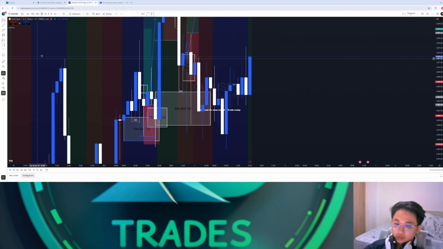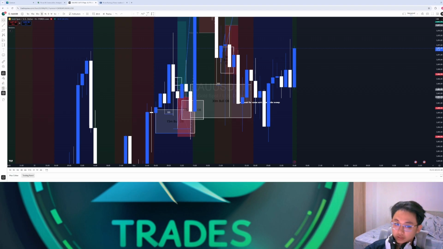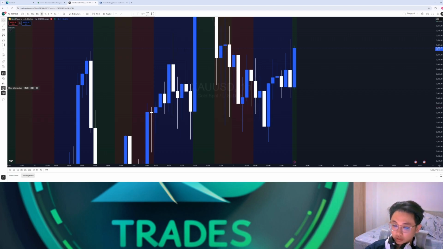Yeah. So yeah, I realized that there are quite a few times where the 4-hour lows play a very important part in our buy scenarios. Right. Yeah, so price just swept these 2 lows.